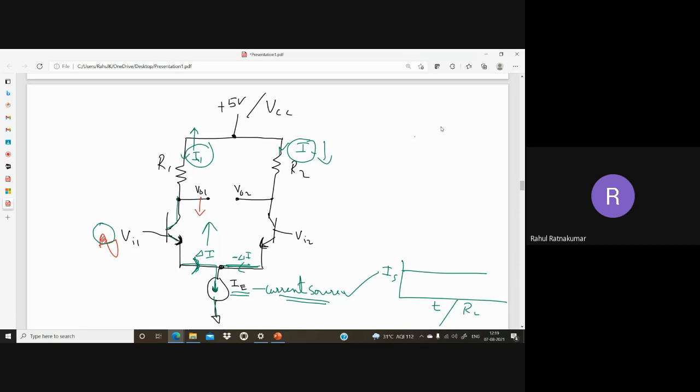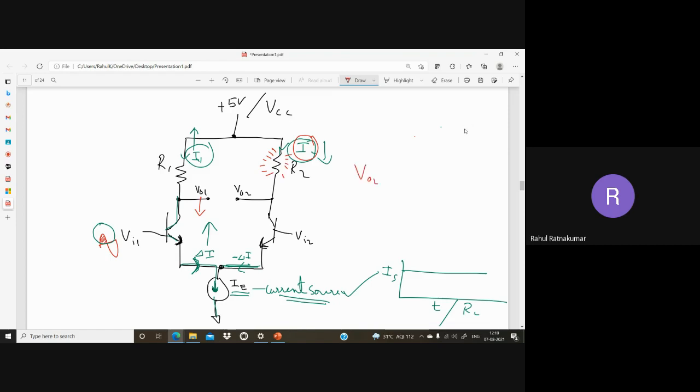Okay, so what happens when the current of this branch is reducing? What is the net effect? When this current is reducing, the voltage drop across this resistance also reduces, because we know VO2 is nothing but VCC minus I2 into R2. I2 is reducing, so this voltage drop is reducing, so this VO2 will be increasing. So you can say as VO1 is reducing, VO2 is increasing.